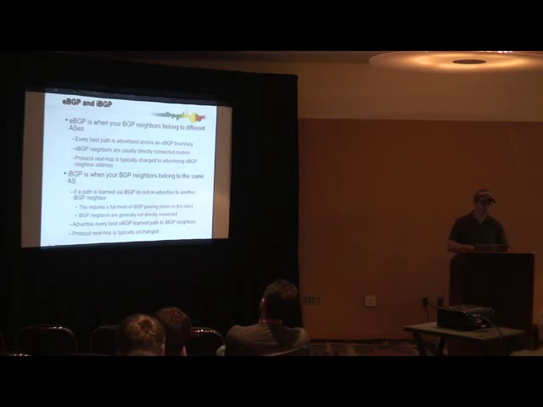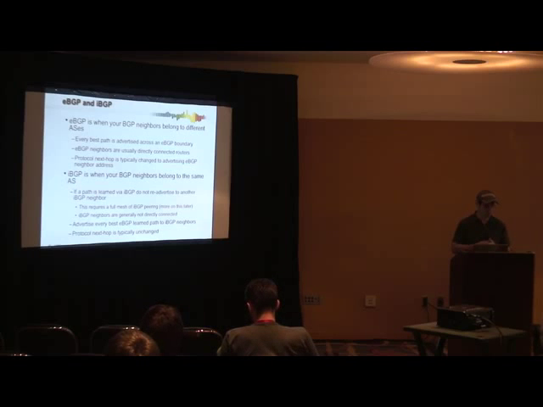So eBGP and iBGP, I've already talked about this a little bit. The basic difference here is eBGP is when your BGP neighbors belong to different networks, different autonomous systems. In this case, every best path is advertised across the eBGP boundary. eBGP neighbors are usually directly connected routers, and the protocol next hop is typically changed to the advertising eBGP neighbor's address. iBGP is when your BGP neighbors belong to the same autonomous system. They're part of the same network.